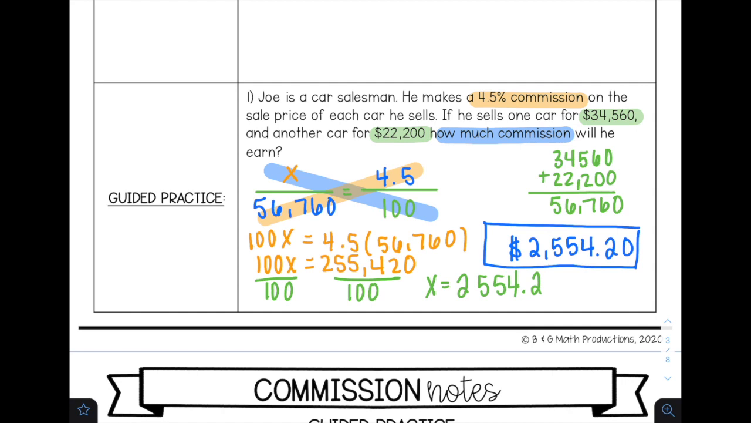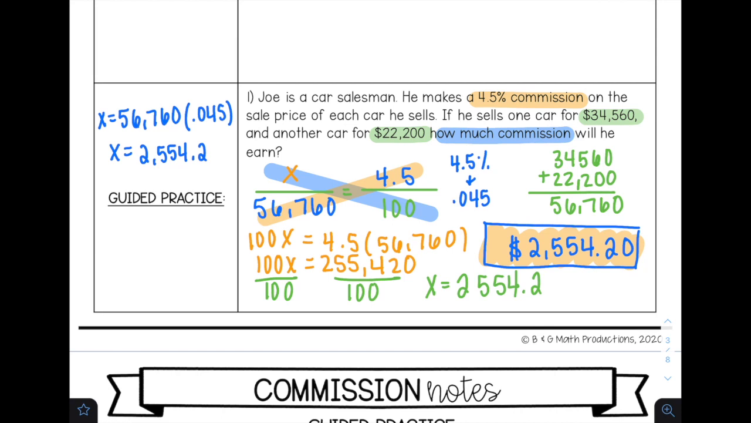You would set this up as your commission, X, equals 56,760. And remember, our percent is going to be changed into a decimal. So 4.5 as a decimal is 0.045. That's what you would be multiplying by. And for X, you would still get 2,554.2, which is the same answer you got with your proportion. Okay?